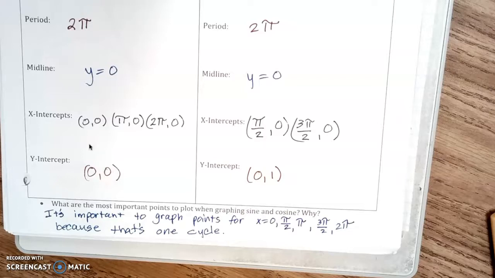And down at the bottom it says, what are the important points to plot when graphing sine and cosine? And why? So it's important to graph the points for 0, obviously, pi over 2, pi, 3 pi over 2, 2 pi. That's going to be the main points within one cycle.